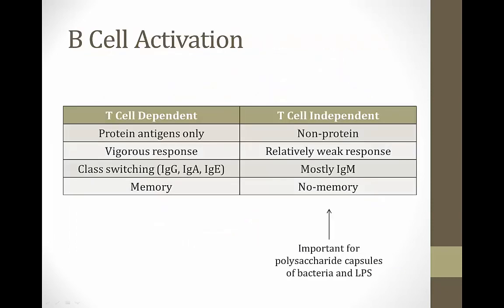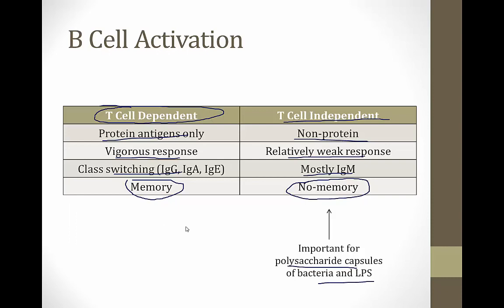So on this slide I've summarized the differences between the two methods of B cell activation. This is the T cell dependent pathway over here. It's for protein antigens only. It generates a vigorous response. The B cells will easily class switch and make IgA and IgG and IgE, and there is memory produced. In the T cell independent pathway, B cells can react to non-protein antigens. It's a relatively weak response of mostly IgM, and there's no memory. And as I said before, this is very important for B cell response to polysaccharide capsules and lipopolysaccharides.